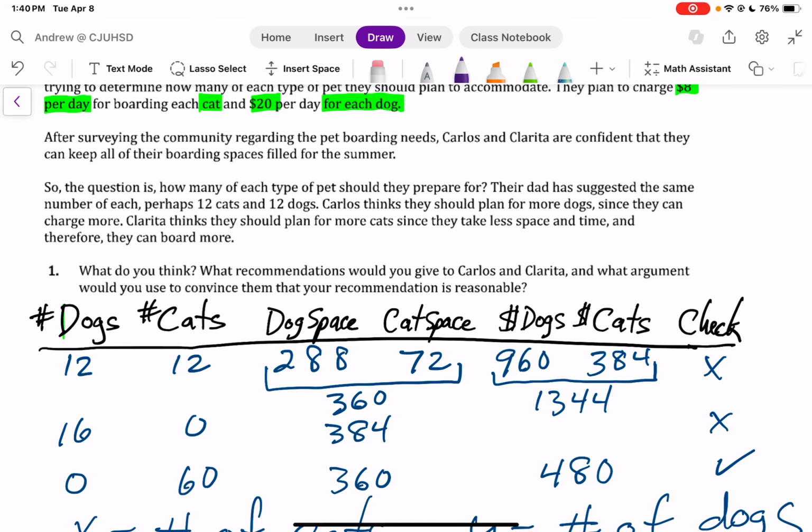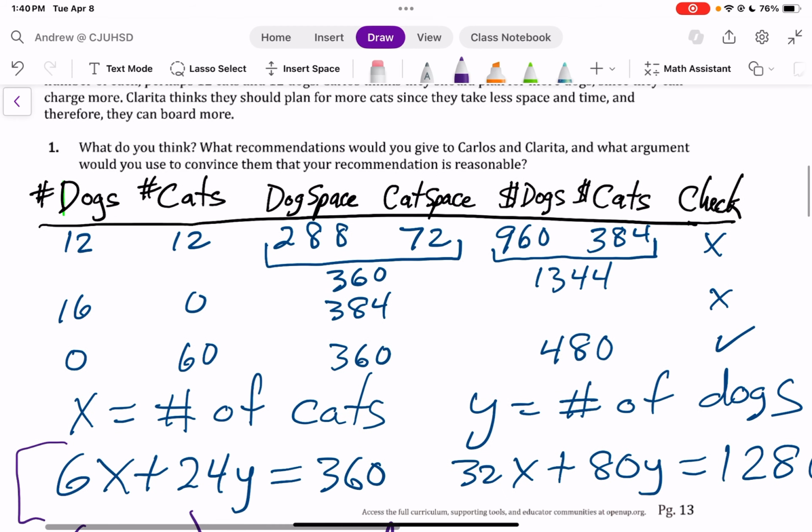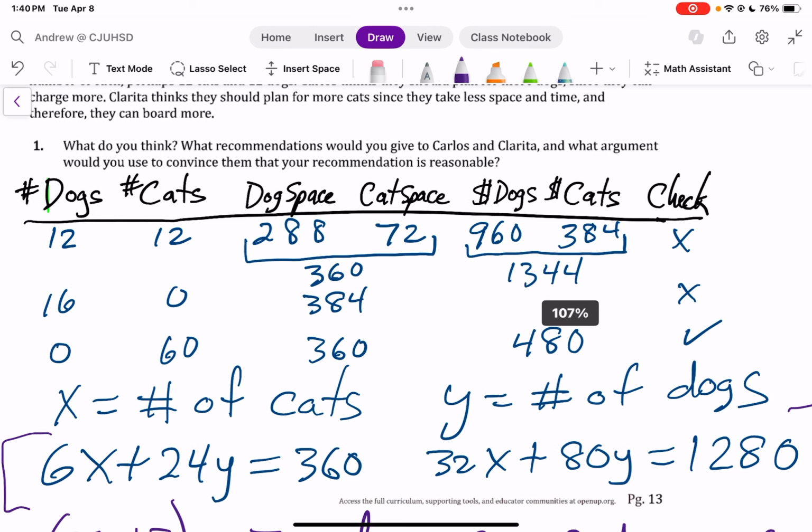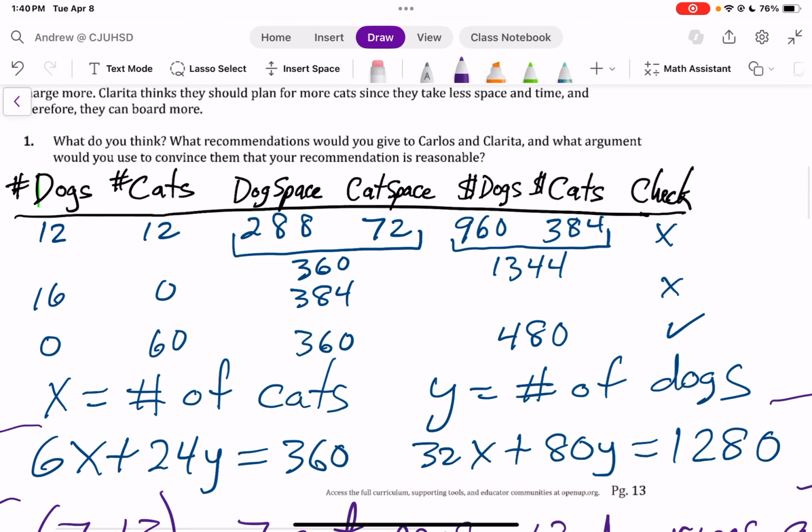So then what we did is we translated what's going on with dogs and cats, as far as space and money, into equations. We get 6x plus 24y equals 360 for their space, and 32x plus 80y equals 1280 for the money. X is the number of cats, and y is the number of dogs.